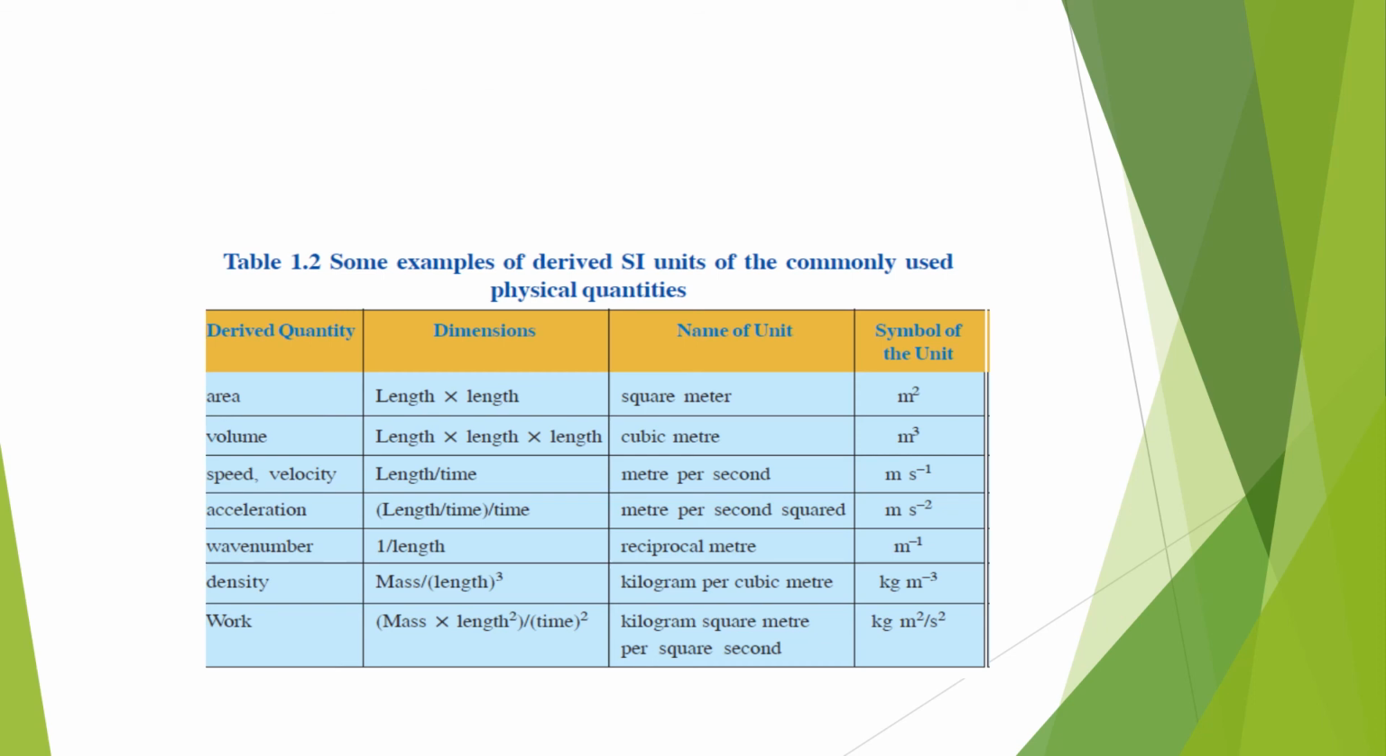These are the examples of some derived SI units. For example, the derived unit for volume is meter cube. The derived SI unit for work is kg meter per second square.